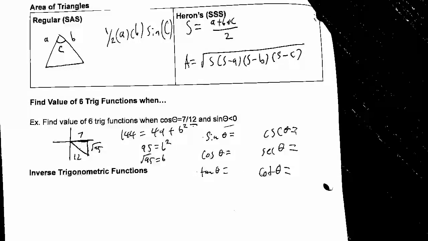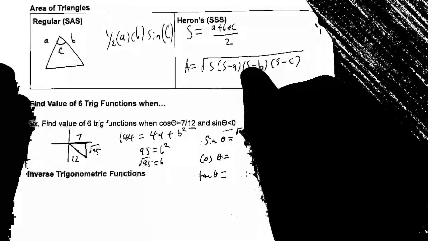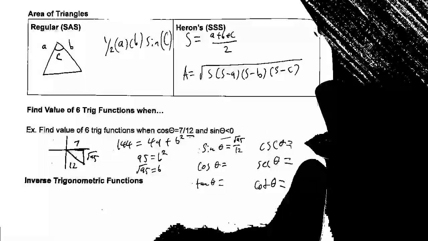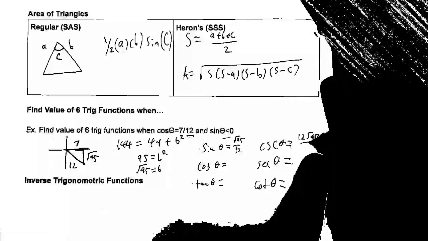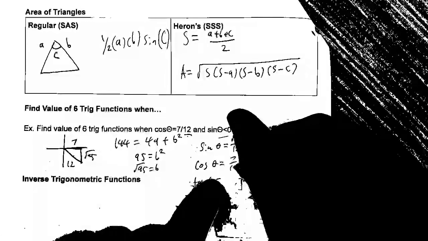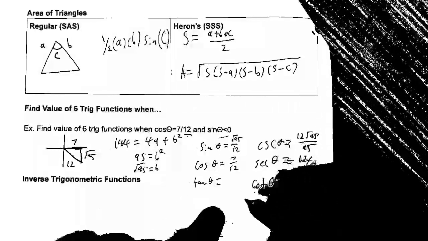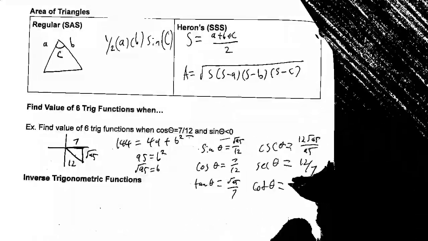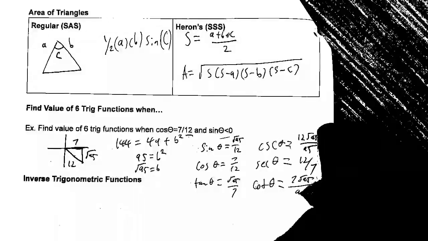We got it? Sine would be what? Root 95 over 12. And then when you rationalize, it'll be 12 root 95 over 95. Cosine, we're given 7 over 12. Secant must be 12 over 7. And then tangent, root 95 over 7, and then 7 root 95 over 95.